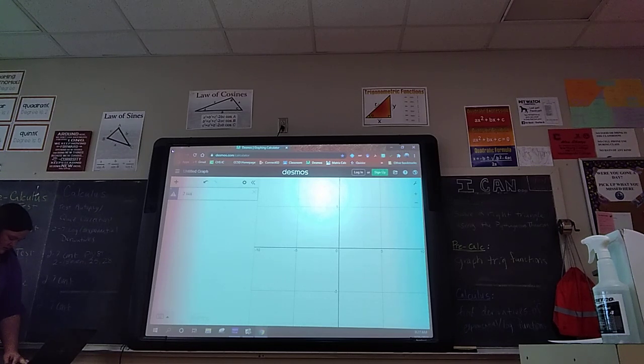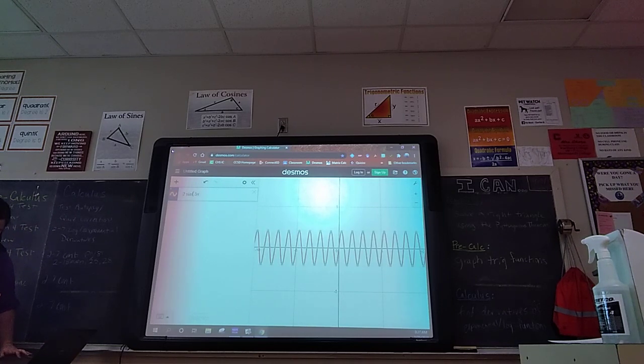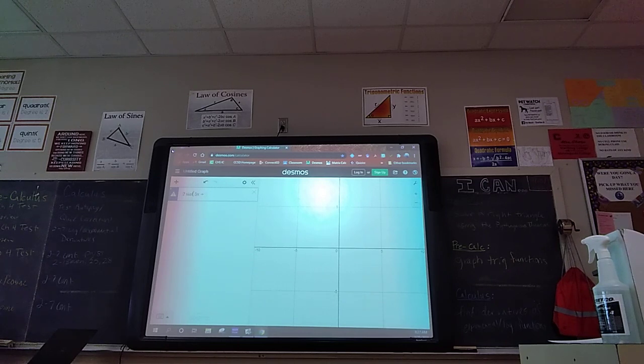Then a parenthesis, and 5x plus. Okay, then here's where it gets kind of interesting. To get pi, there's 2 ways to do it. There is a key underneath the online keyboard. If you go down here, at the bottom, there's your pi, so you can click that. Or if you just type the word pi and spell it correctly, it'll translate it to the pi symbol, okay?